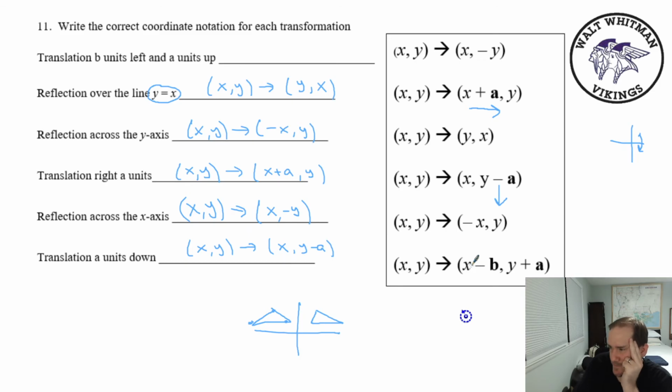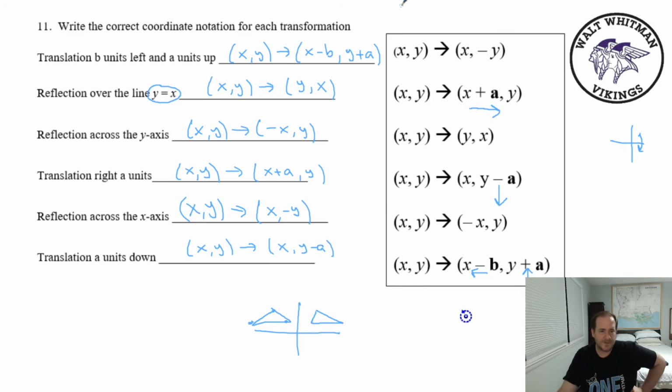And then lastly, we see that something's trying to pull us b units to the left, and it's also trying to push us a units up. So that's the very first one. It's x minus b and y plus a. That's it. That's the whole review.